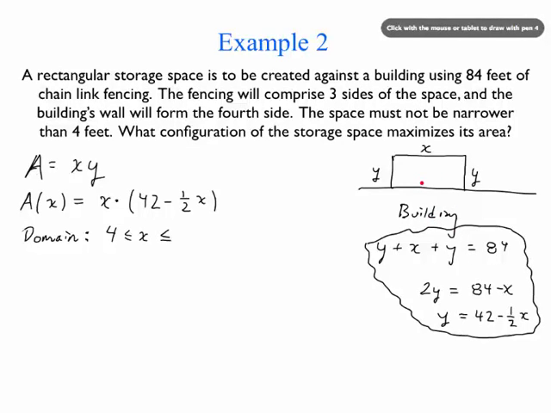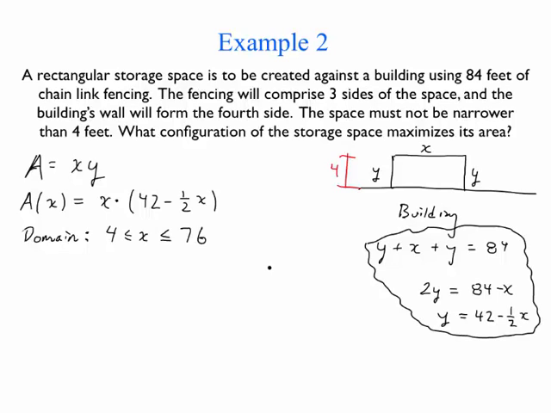Not 40. So the biggest possible x is when this is the longest and widest. And when is it the longest and widest? When y equals 4. That takes up 4 feet here and 4 feet here, making x 76. Yeah, you were on the right track. You just need 4 feet for both y's. So if you did this function, your applicable domain was 4 to 76.